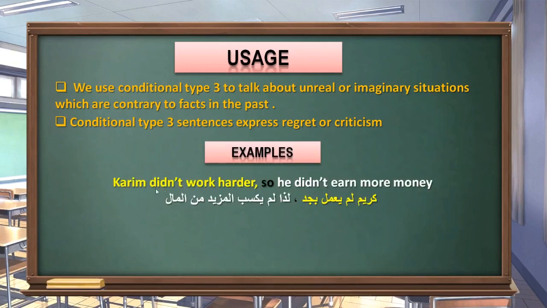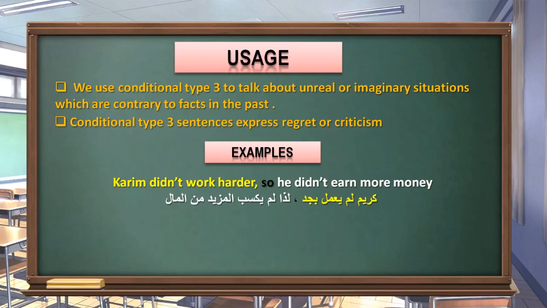Let's read this example. Karim didn't work harder, so he didn't earn more money. As you can see here, both of the verbs are in the simple past because this situation is in the simple past. It happened in the simple past, and of course this is the real situation. Now we are going to turn this real situation into an unreal situation. We are going to imagine another situation with a hypothetical result, of course.